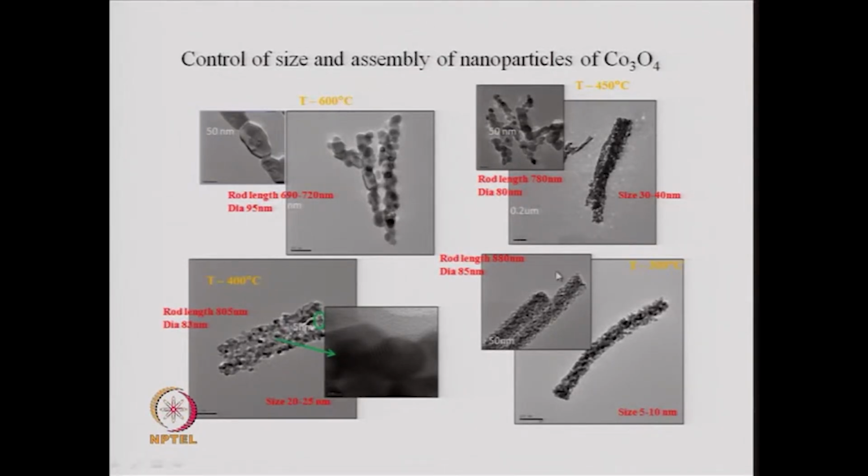If you decompose at 450, then you get different types. The much smaller, 80 nanometers is the diameter, and the rods are around 800 nanometers. Each particle in this is around 30 to 40 nanometers at 450 degrees. Whereas at 600 degrees the particles appear to be larger. If you decrease this heating temperature to say 300 degrees, you still get rods, but these rods are made up of small particles, and these small particles are around 5 to 10 nanometers.